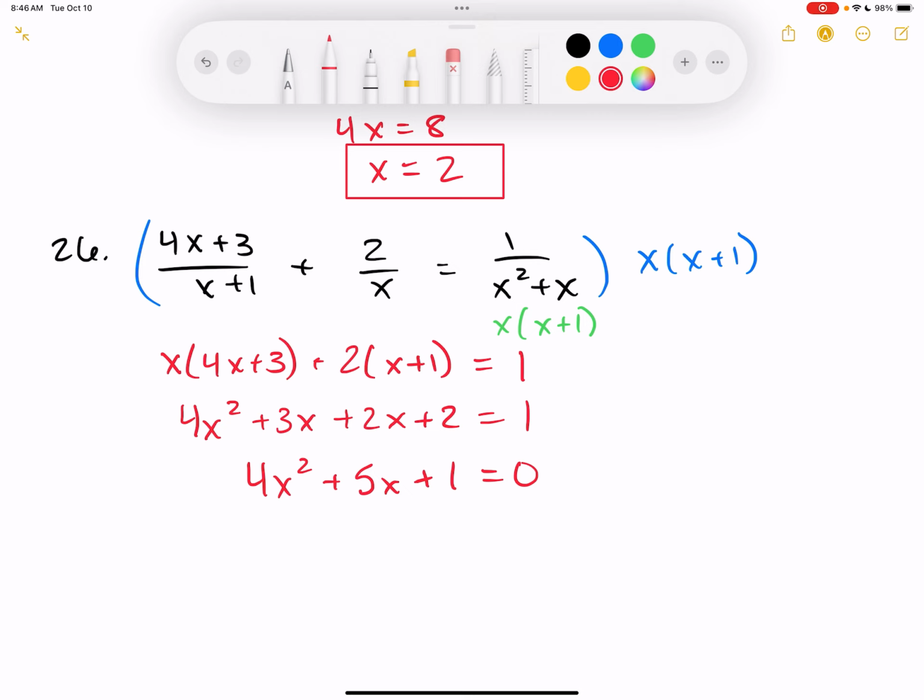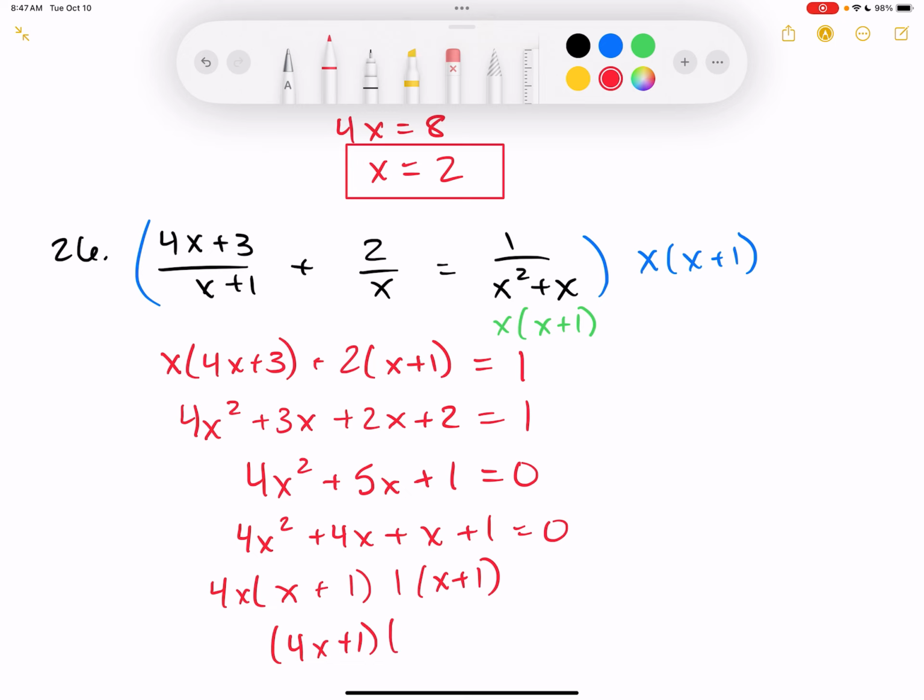Oh, okay. Yes. So for the middle step, that is what it is. So 4x squared plus 4x plus x plus 1, which then we take out the 4x. We're left with x plus 1. Take out a 1. We're left with x plus 1. So then 4x plus 1 times x plus 1, as you said.